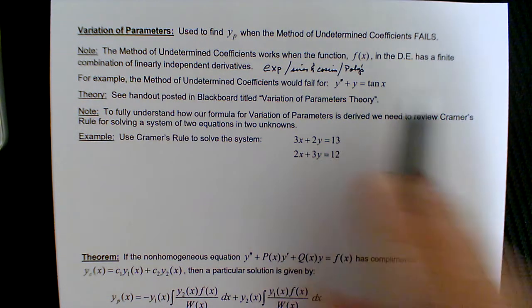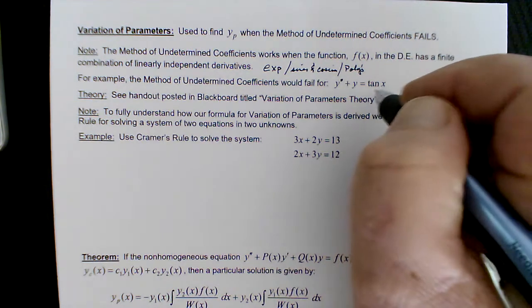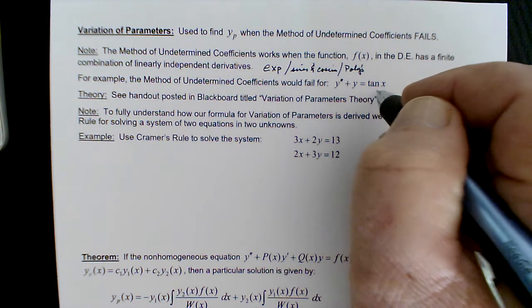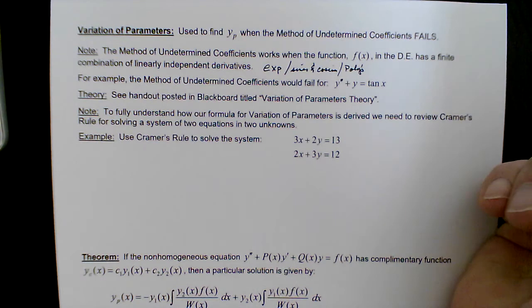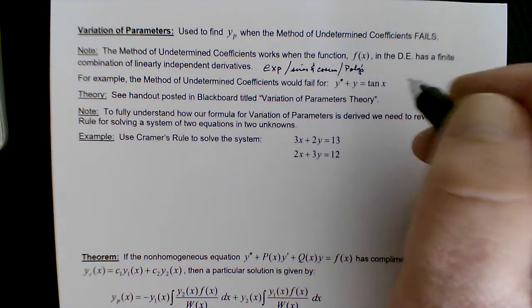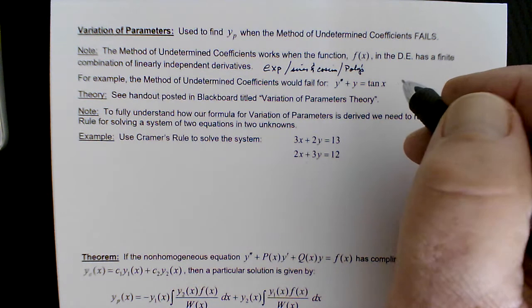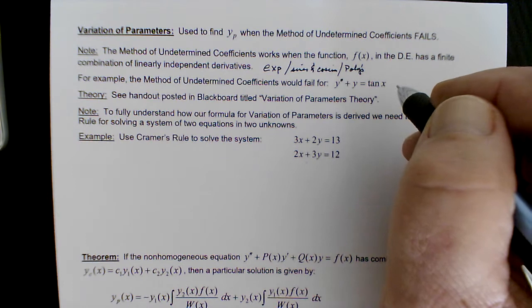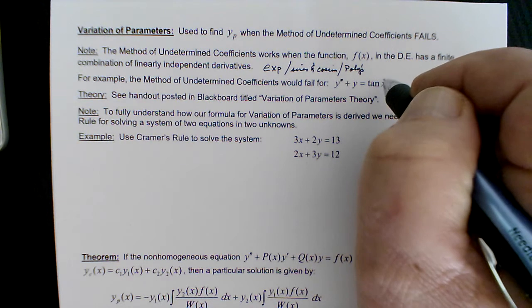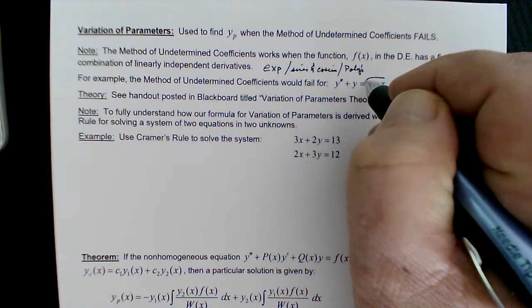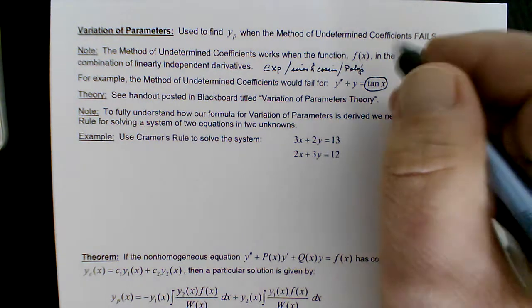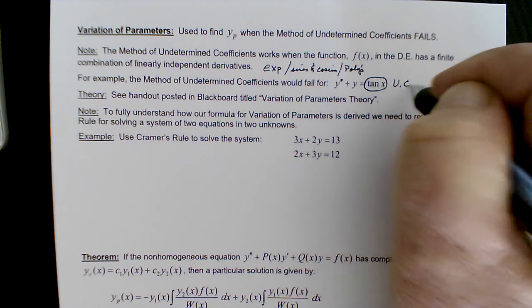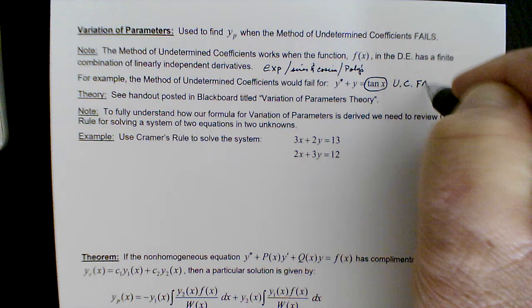But if you have a function like tangent of x, if you start taking derivatives of tangent, you get secant squared, and then after that you get something more complicated, and there's an infinite number of linearly independent derivatives. So this is one of the types of functions that's causing undetermined coefficients to fail.